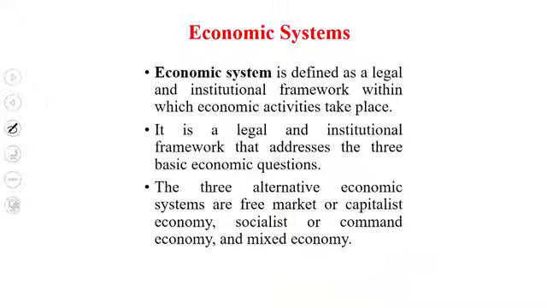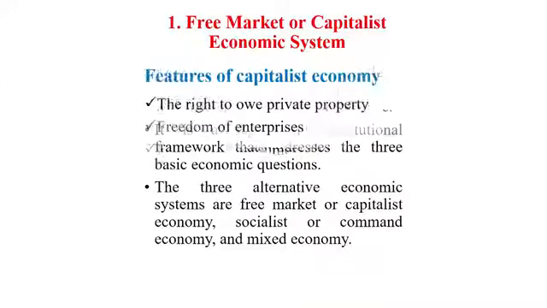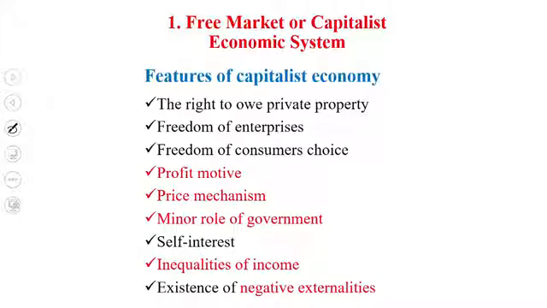Now, let's see these 3 economic systems one by one in detail. The first one is the free market or capitalist economic system. Under this economic system, the major means of production or distribution of resources are mainly controlled and owned by the private sector for the sake of profit.